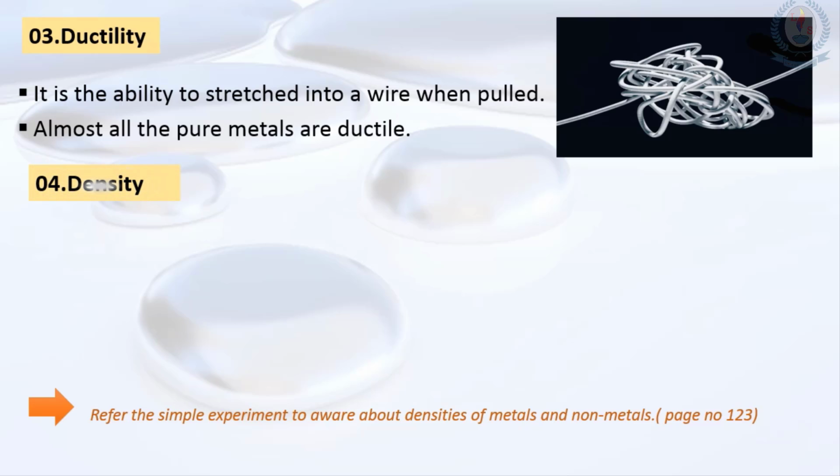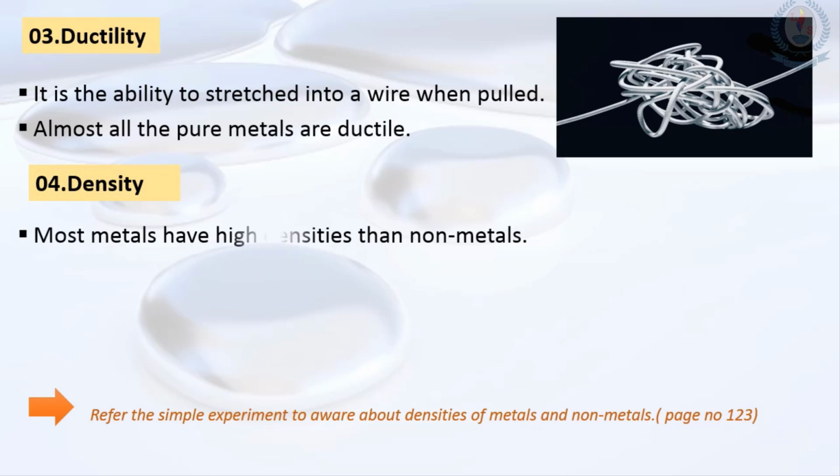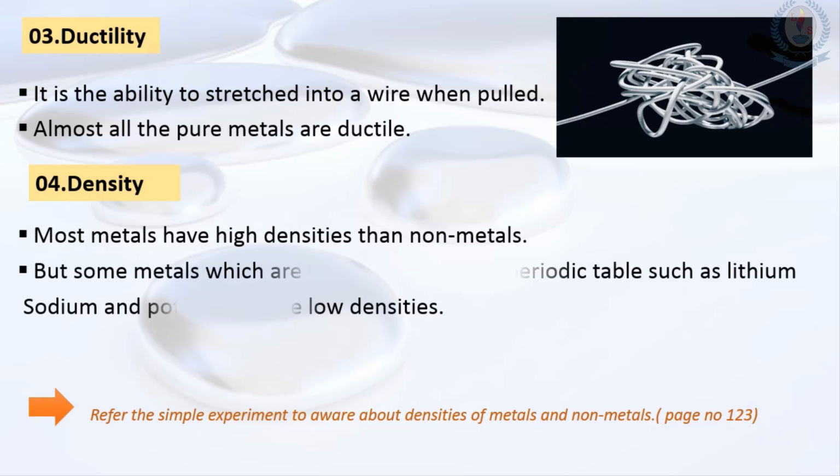The next property is density. Most metals have higher densities than the nonmetals. We have seen this, right? They are very tough. We can't press or cut them easily, right? Because they have higher densities. But some metals lying on the left of the periodic table, such as lithium, sodium and potassium, have low density.